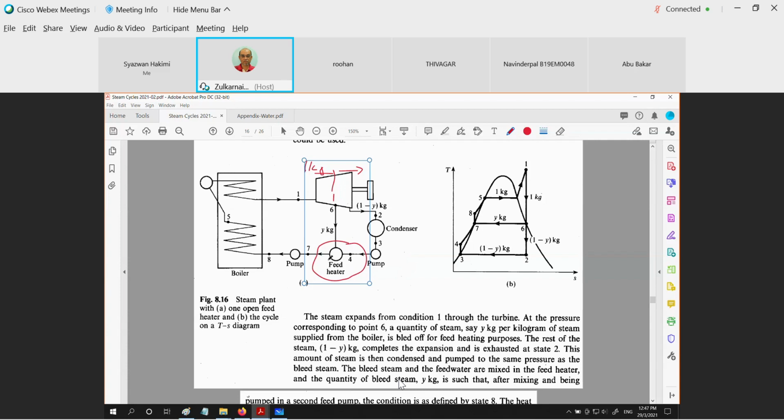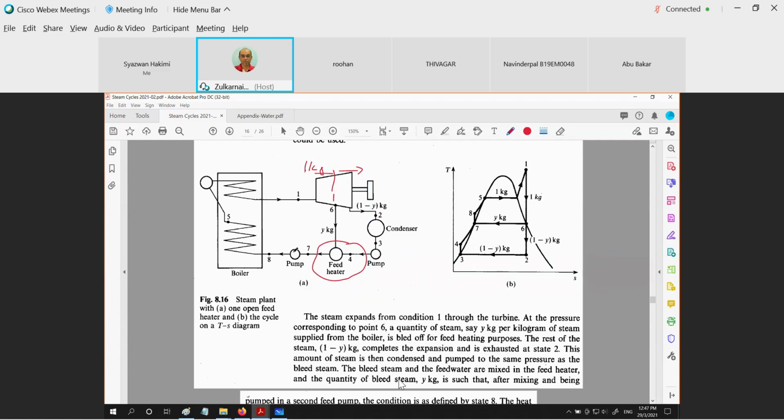And then once combined, this is y kg. The flow here is 1 minus y, 1 minus y, 1 minus y. When y plus 1 minus y, what is coming out from the feed water heater is 1 again, which now the state is 7. Okay, the state is 7.